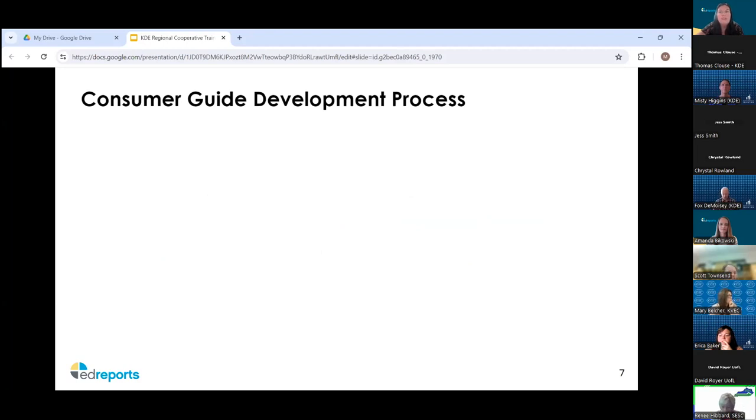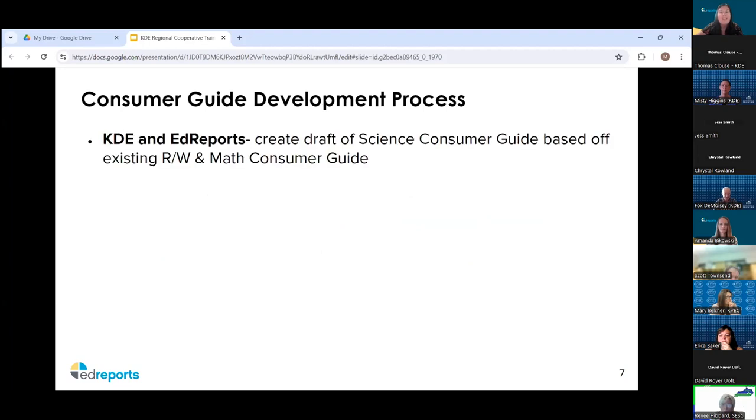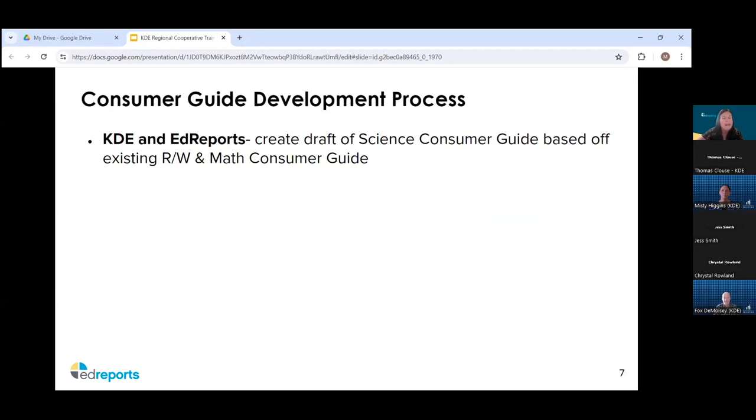The development process for the consumer guide follows the same approach we used to create the reading and writing and math consumer guides over the past 2 years. KDE and Ed Reports have collaborated and created the science guide based upon the existing reading and writing and math consumer guides. As KDE develops guides across all content areas, they aim to maintain a consistent basic structure, format, and organization. The specific changes in each guide relate to the content-specific supports and tools.